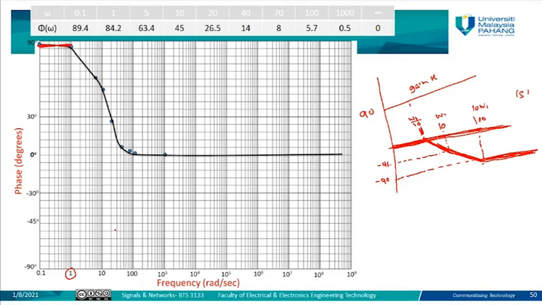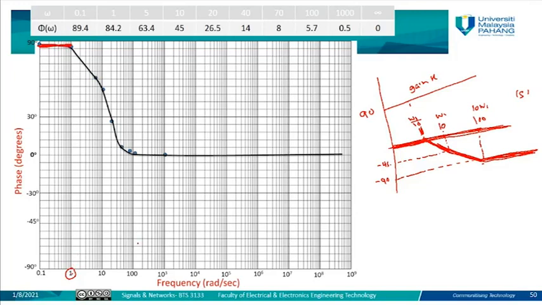Okay, but I told you this drawing was generated by MATLAB. So when you generate it by MATLAB, MATLAB will take many points, so it will be more accurate. But our drawing by using the Bode plot will be an approximation only. Okay. So this is from until point 1.